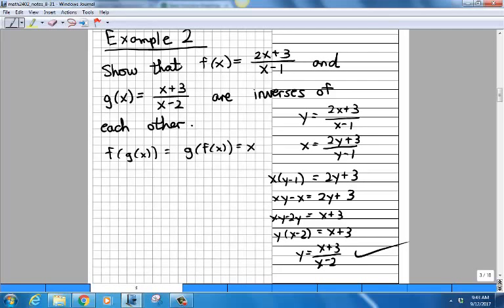Thank God, right? If that didn't come out to x, that would have been horrible, right? Okay, so there it is. That just simplifies to x, right? And so, yay, you know that those are inverses of one another.